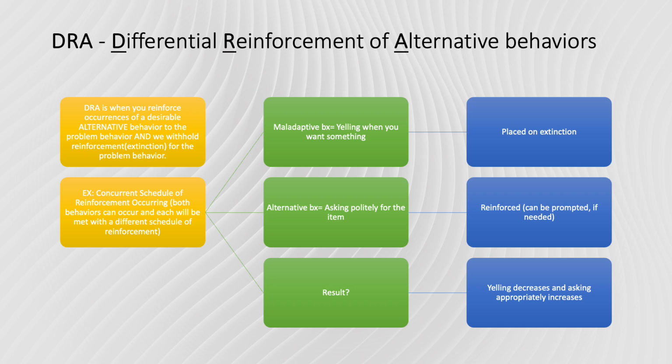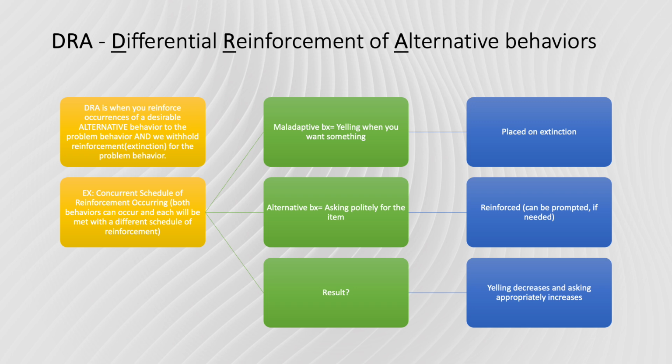The first variation of differential reinforcement that we will learn about today is differential reinforcement of alternative behaviors. Like I mentioned, the procedure is listed in the name itself. Differential reinforcement of alternative behaviors, or DRA, is when you reinforce occurrences of a desirable alternative behavior to the problem behavior, and we also withhold reinforcement for the problem behavior.